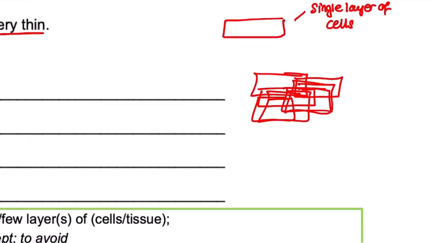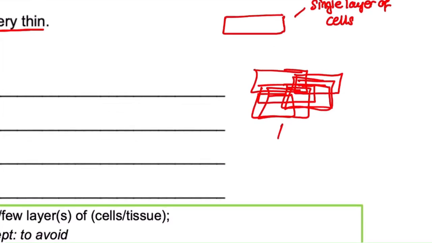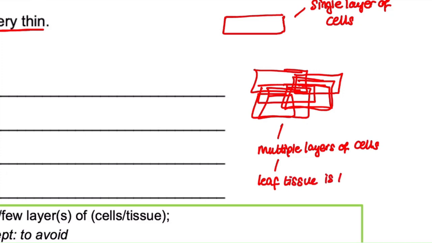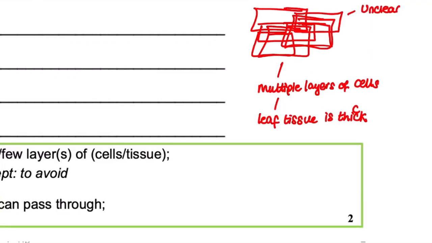Over here, we have multiple layers of cells. Because we have multiple layers of cells, what does that mean? We can't view the cells clearly. This means that the specimen is thick. So the leaf tissue that we've obtained is thick and it's not allowing all the light to pass through. Okay, there are multiple layers of cells, which means that this is unclear. Okay, we can't view it in detail.